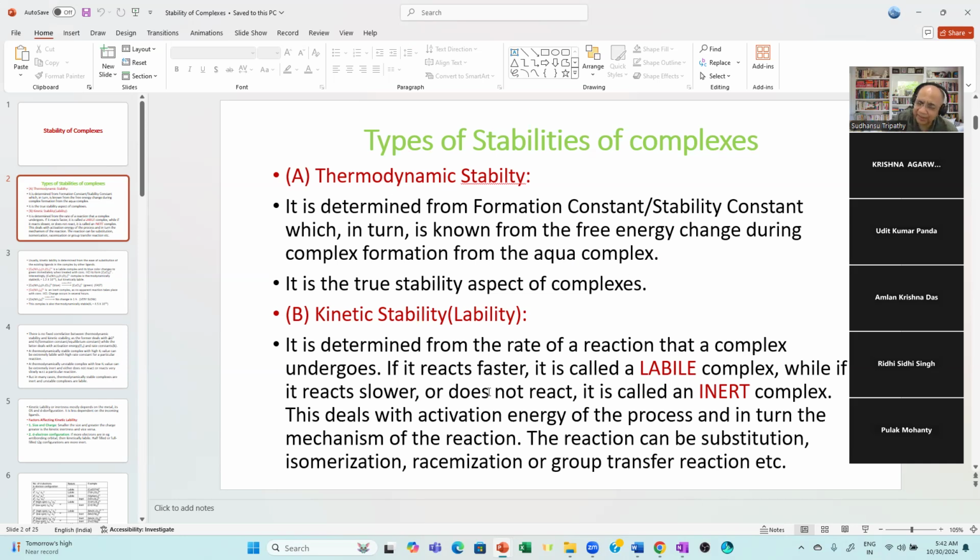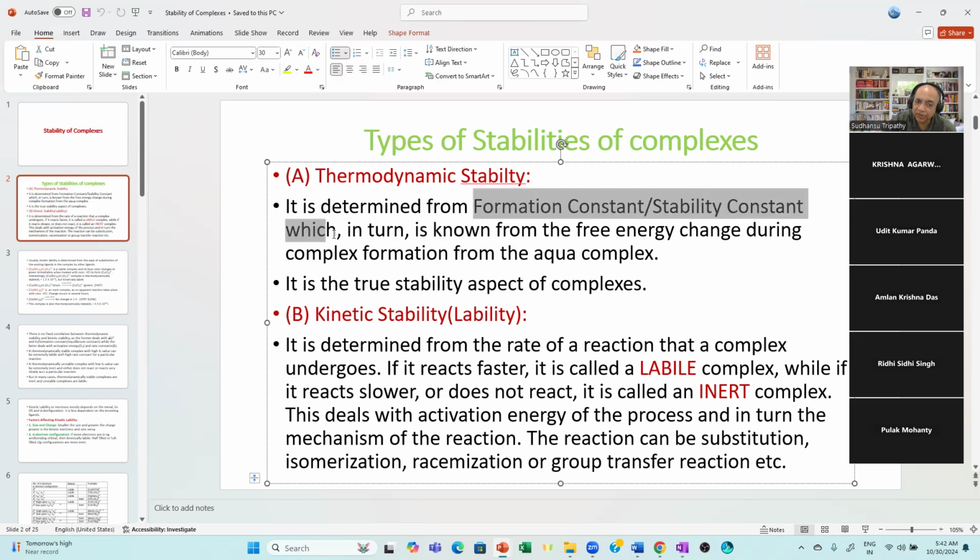There are two types of stabilities: thermodynamic stability that deals with the formation constant or stability constant. It is thermodynamics: delta G, change in entropy, change in enthalpy, change in free energy, giving you the equilibrium constant. That equilibrium constant is called the formation constant of the complex, or stability constant.